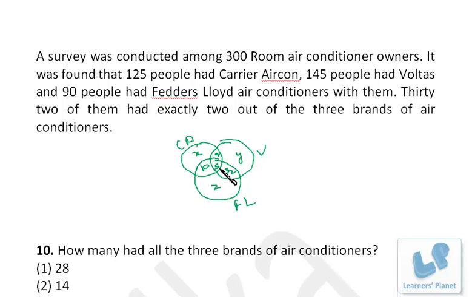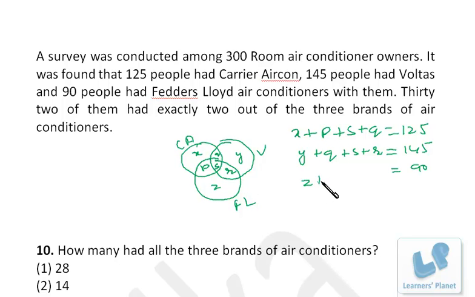Now X plus P plus Q plus S is 125, right? X plus P plus S plus Q is 125. Then Y plus Q plus S plus R is Voltas, that is 145. And the third one is 90, that is Z plus P plus S plus R. Right?